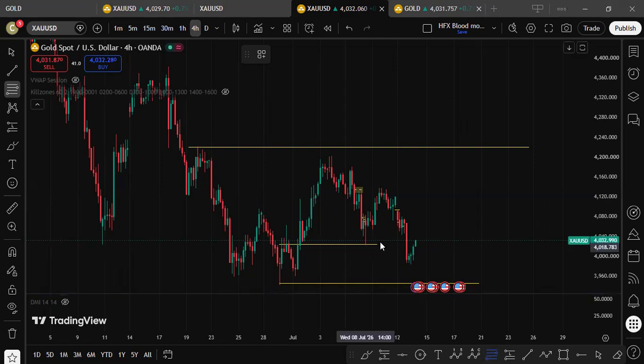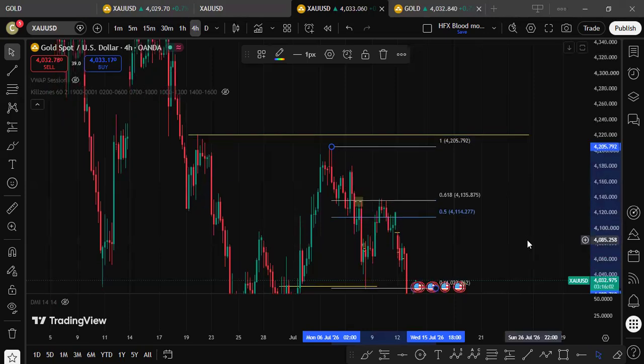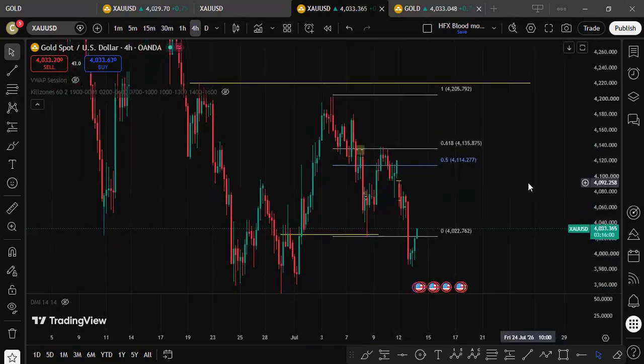So now we've gotten this low. What's the next thing? We use our Fibonacci. This is the highest point, and I trace it to the lowest point. So where is my entry zone? My entry zone is anywhere above 4114. Anywhere above 4114.